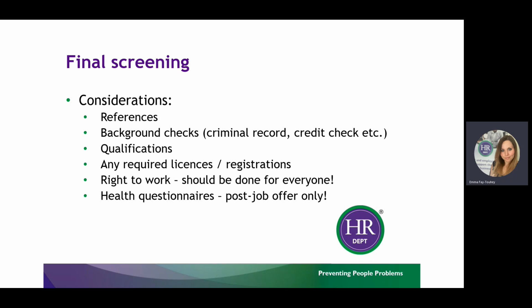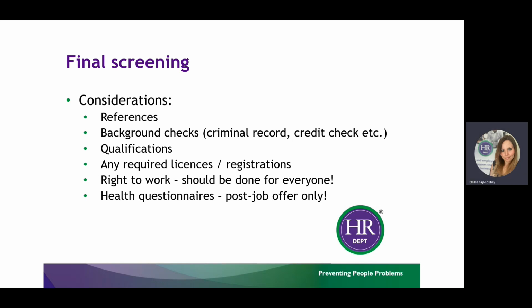So that could be references. You might need to get satisfactory references, particularly in a regulated environment. You might need background checks. So it could be criminal record or credit checks. You might need to verify their qualifications or any required registrations that they need to hold.